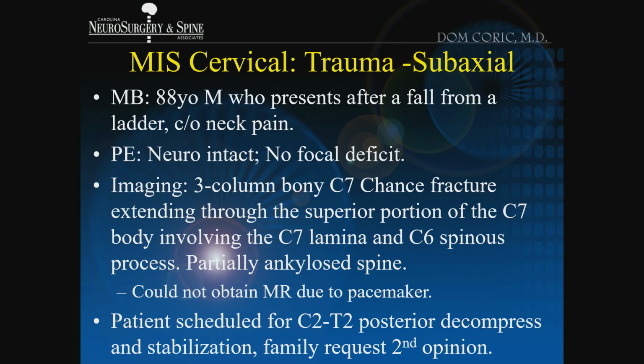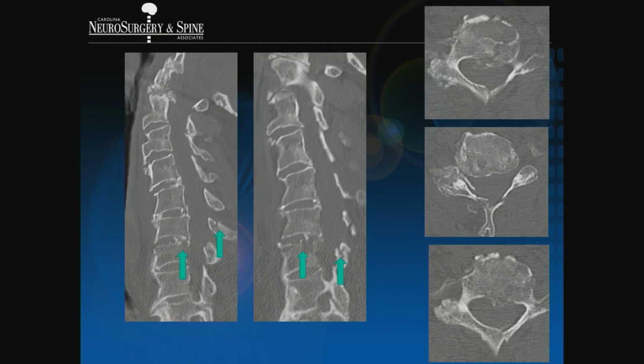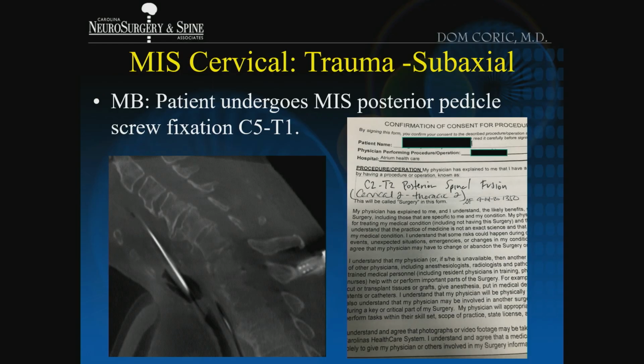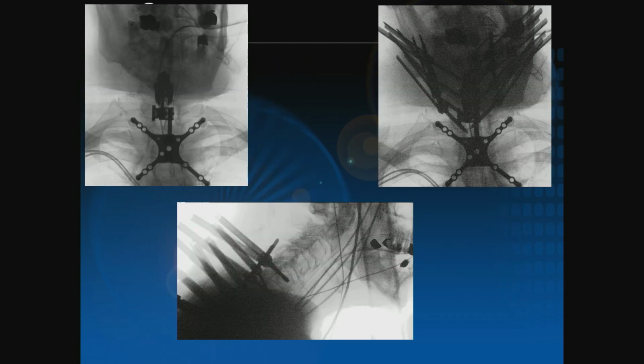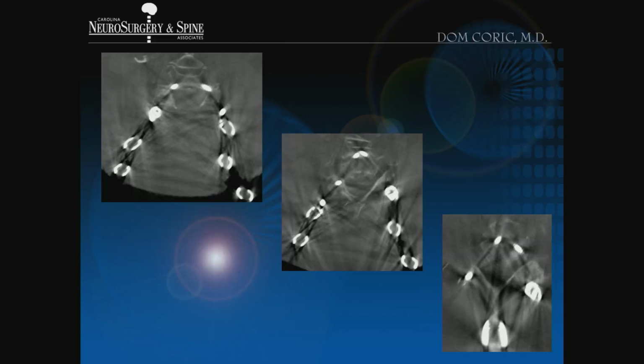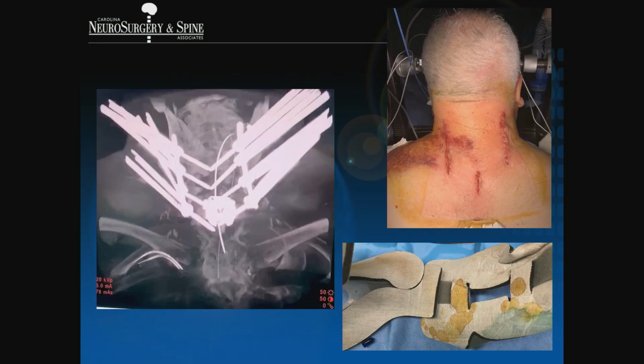And then this is an interesting case. I'll run through it. This is an 88-year-old seen as a second opinion. He has this kind of ankylosed spine as well, this bony Chance fracture, so unstable fracture. And he was actually consented for a C2 to T2, and they asked for a second opinion. And we talked about doing this MIS in this neuro-intact patient who was 88 years old. Here's his intra-op. You can see the reduction towers, the angulation of the screws. Again, the individual screws.